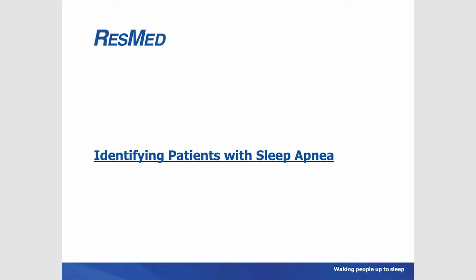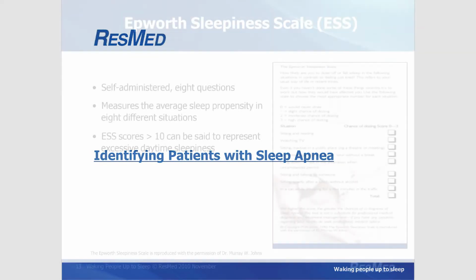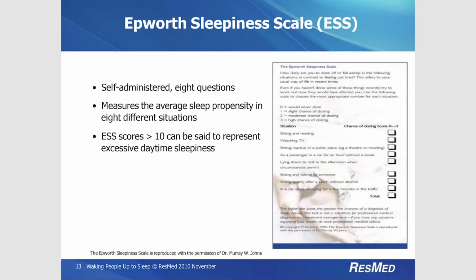So how do we identify these patients with sleep apnea? Well, usually as part of the workup in our office, we have the patients fill out a scale called the Epworth Sleepiness Scale, and that's a series of questions that you rate based on your chances of falling asleep in certain situations. And that just gives us a degree of how sleepy the patient is. Usually greater than 10 points is considered increased sleepiness.